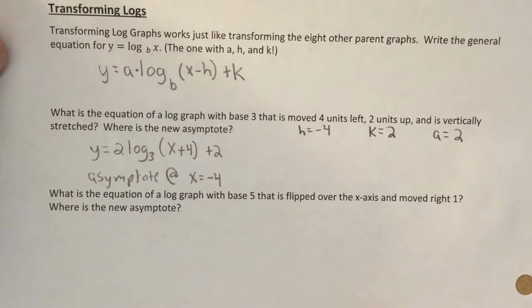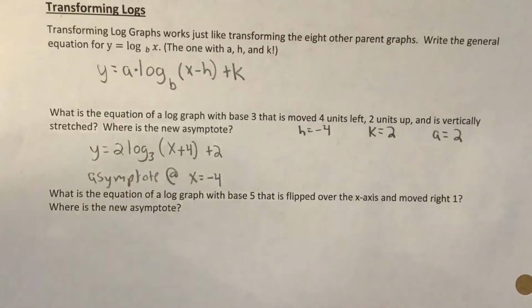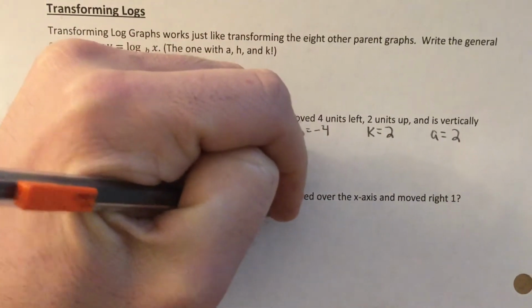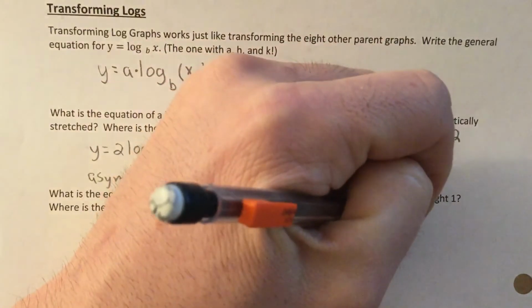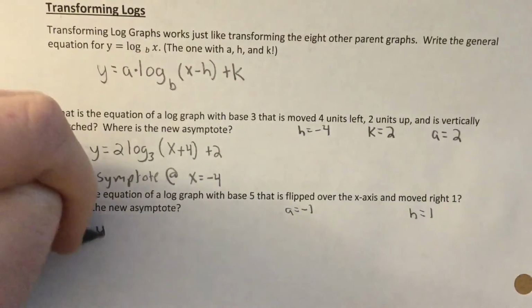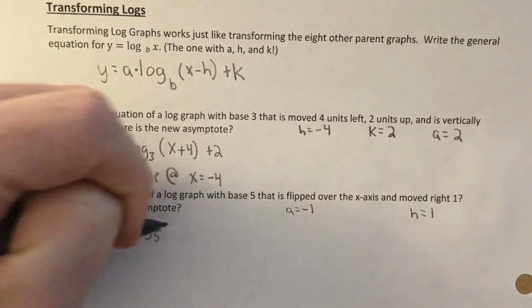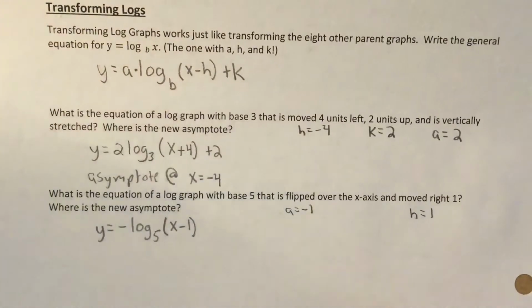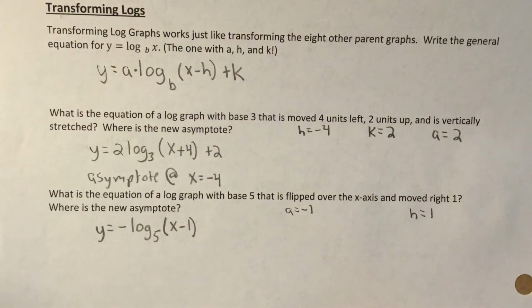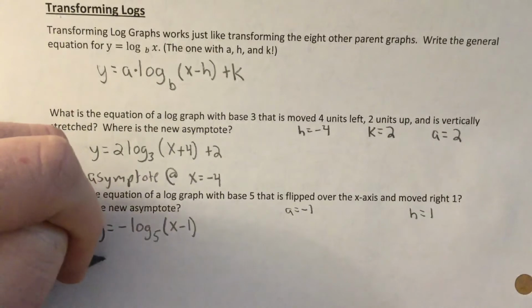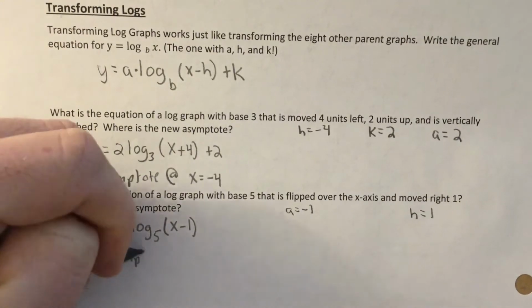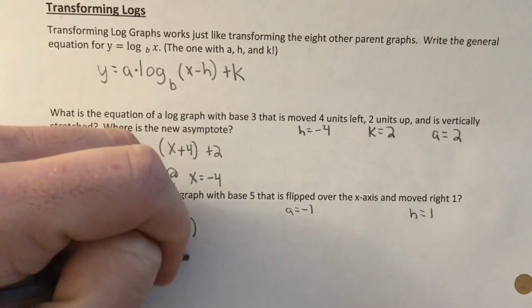All right, and it says, what's the equation of a log graph with the base of 5 that is flipped over the x-axis, moved right 1 unit? Where is the new asymptote? So base is 5, flipped means our a is -1, and 1 unit to the right, our h is 1. So our equation would be y equals negative log base 5 of x minus 1. And again, we said our asymptote is the h, so our asymptote is at x equals 1.